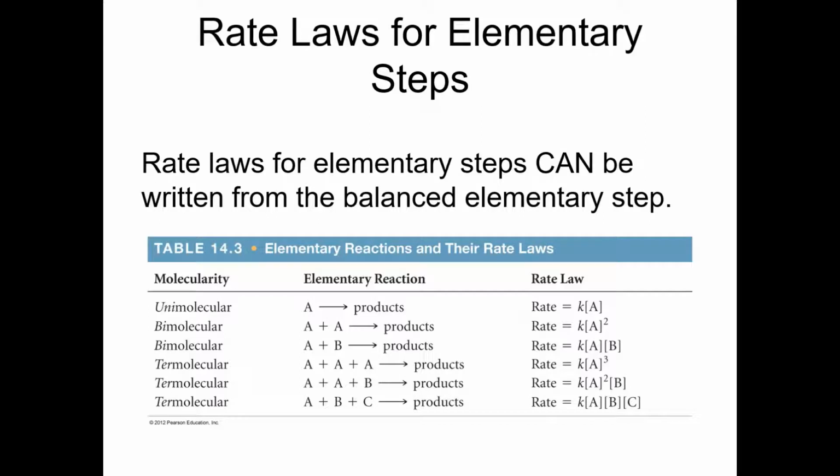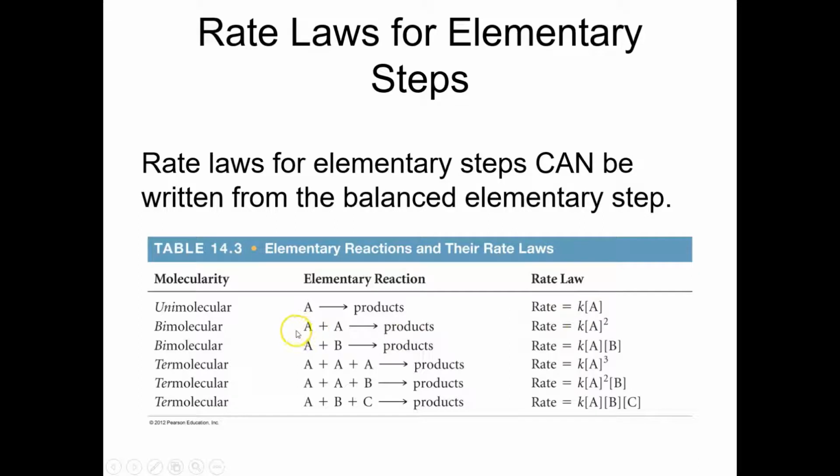Okay, the other thing that we've talked about in class is that although the rate law for the overall reaction cannot be written from the balanced equation, the rate law for an elementary step can be written from the balanced elementary step. And so if we have a unimolecular elementary step, in which a single molecule of a reactant goes to products, we can write the rate law for that step based on what we call the molecularity of the elementary step. That is a single reactant.